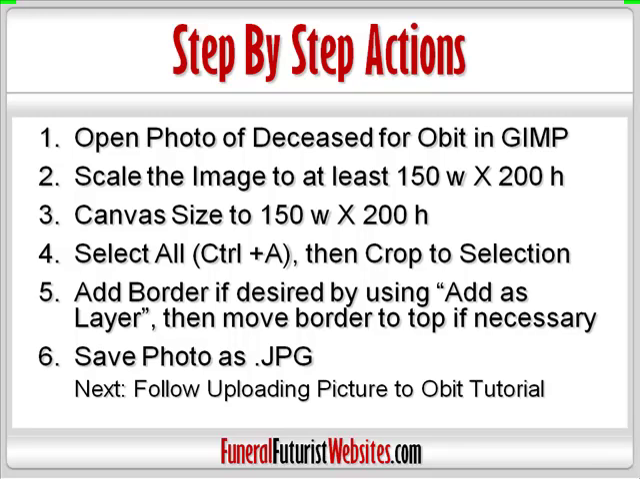At that point, you could just save the image if you wanted to and have that ready to upload. Or if you wanted to add a border, you just use add as a layer. That border has a transparent middle, and it will go above the photo and frame the person's face or the photograph. Once that's done, you just save the photo as a JPEG, and that's it. Then you're ready to upload that to the obituary, as we've talked about in a previous tutorial.